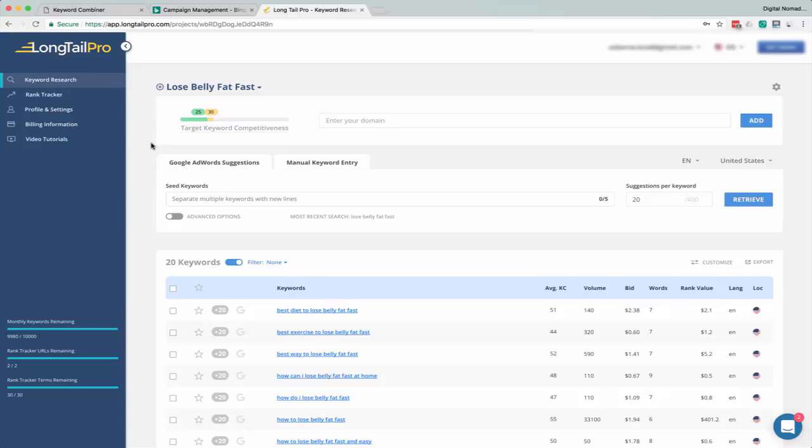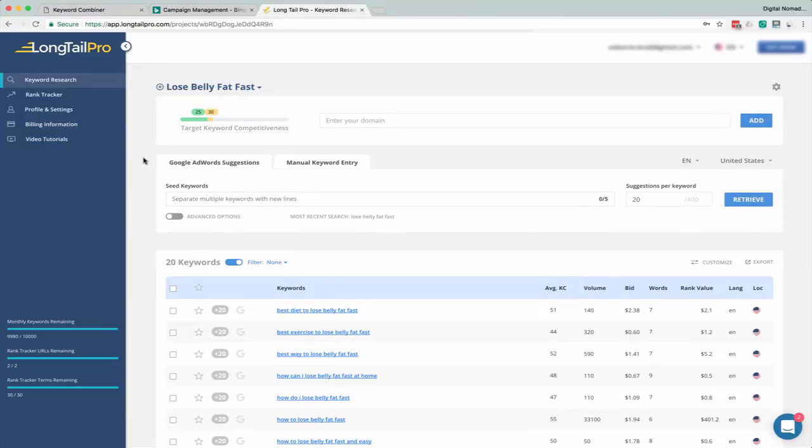So long tail keywords are generally the most likely to convert. They have the lowest volume, but if you have hundreds of long tail keywords and they're all high converting, high click-through rate, the person who types in a long tail keyword is usually much closer to the buyer or action intent in the buying funnel. And LongTailPro has really specialized in finding and tracking those keywords for many years.